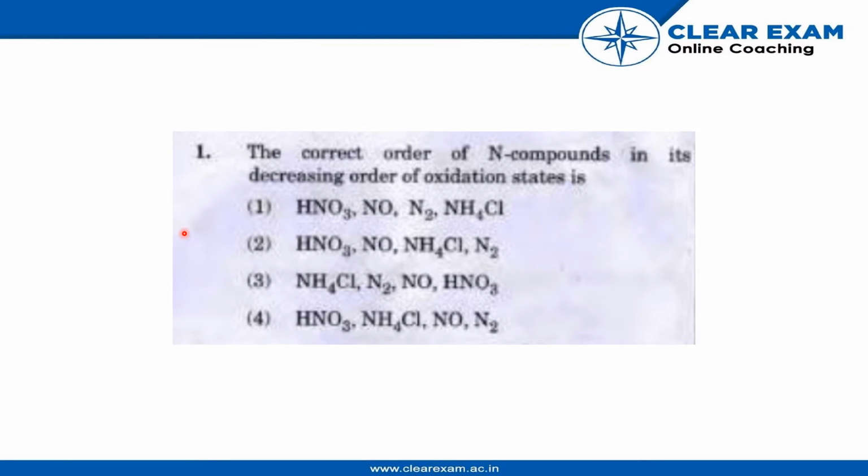Let's see question number 1. The correct order of nitrogen components in decreasing order of oxidation state is: HNO3, NO, N2, NH4Cl; HNO3, NO, NH4Cl, N2; NH4Cl, N2, NO, HNO3; HNO3, NH4Cl, NO, NO2. Let's see what is the correct answer.